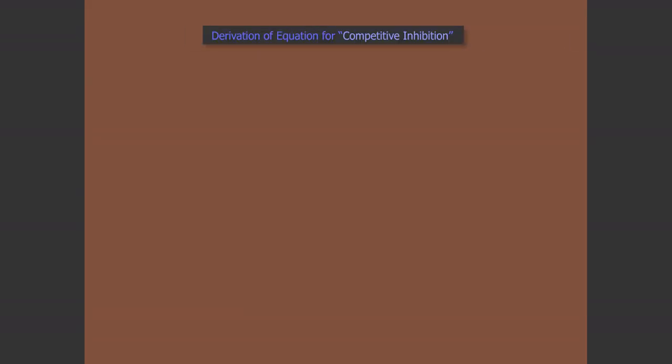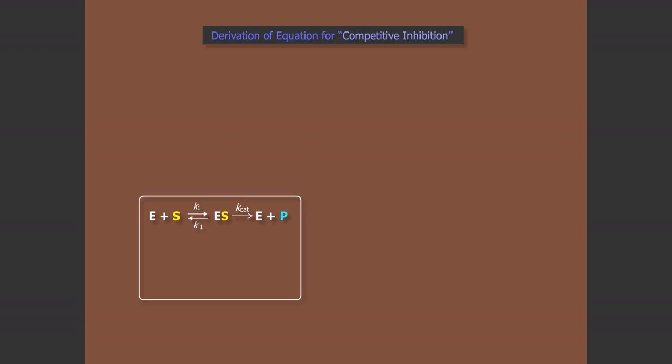Let us derive the equation for competitive inhibition based on the inhibition mechanism shown below. In the absence of an inhibitor, the enzyme first binds to the substrate at a rate of K1 to form the ES complex. The ES complex can either dissociate back to free enzyme and substrate at a rate of K-1, or proceed forward to form product at a rate of Kcat.